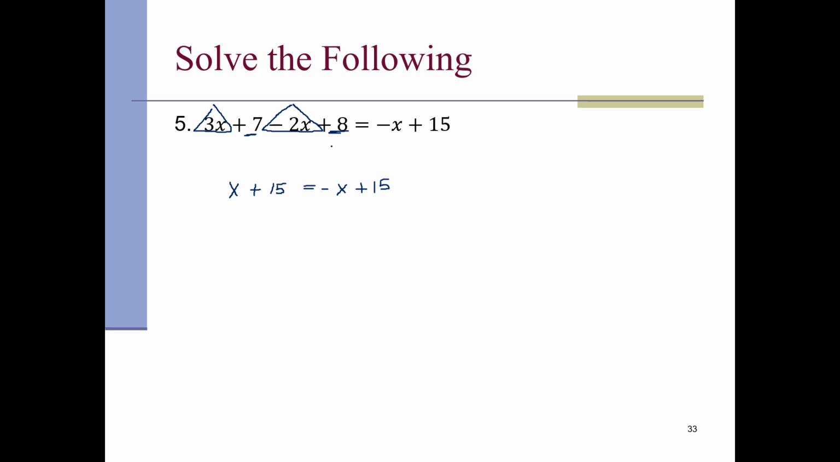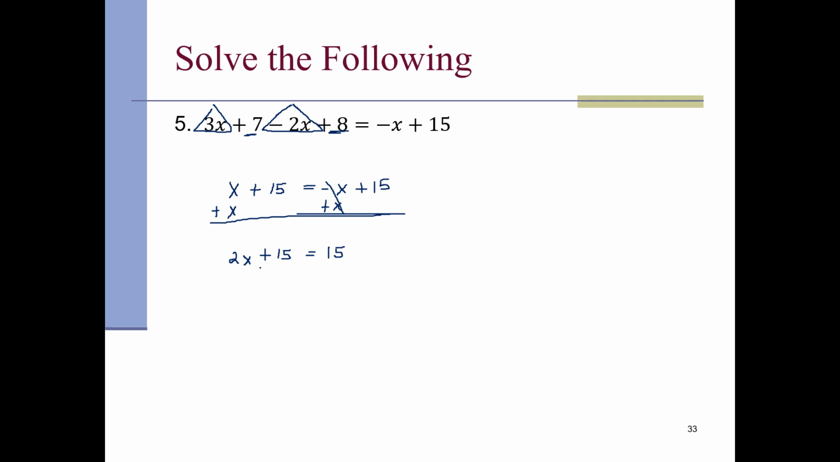The rules that we have in our pre-lecture notes encourage us to get the variable terms together as our next step. So I personally am not a huge fan of the negative, so what I'm going to do is the opposite here of negative x, which is plus x. So I'm going to add x to both sides. On the left, x plus x is 2x plus 15 equals, and on the right, negative x plus x cancels, so 15.